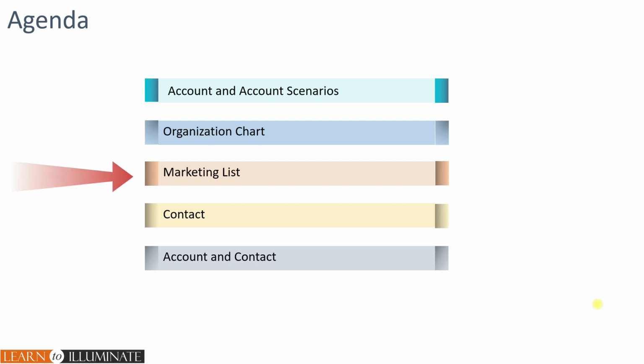Then the next one is a marketing list. In general, effective marketing is all about reaching the right audience. We will discuss how to create and update the marketing list.